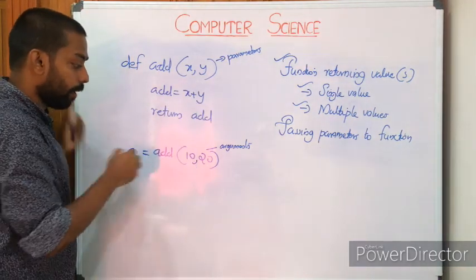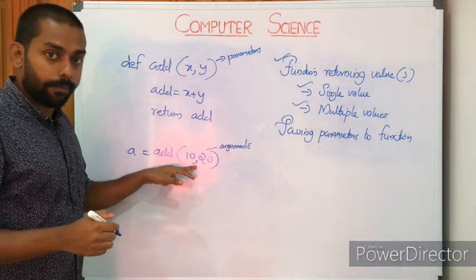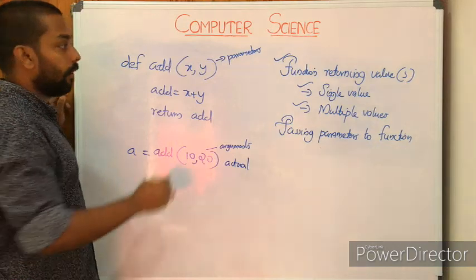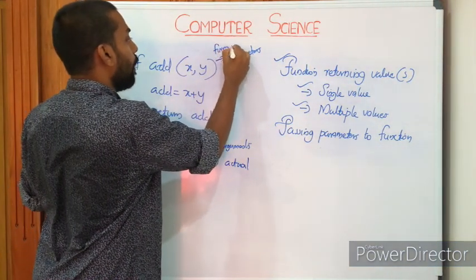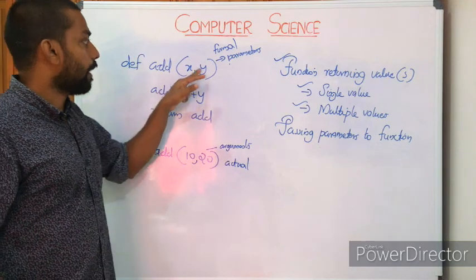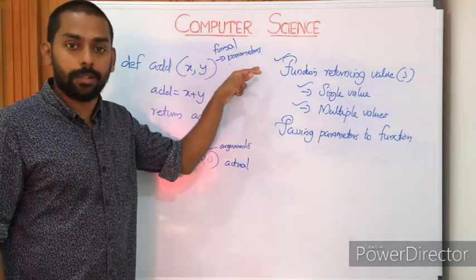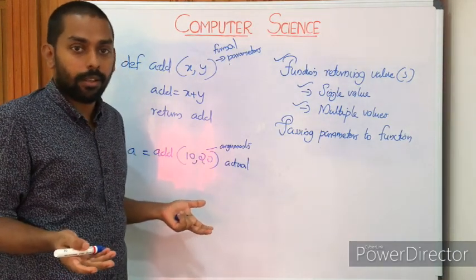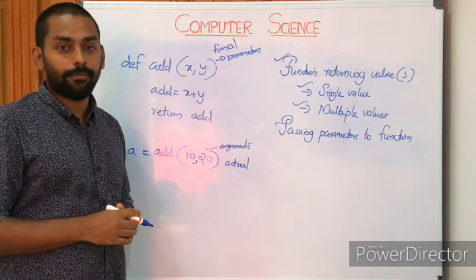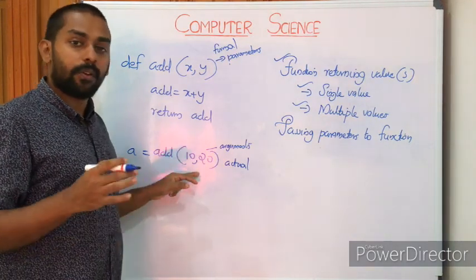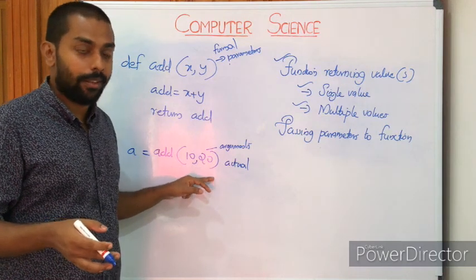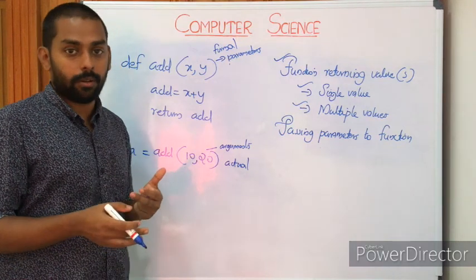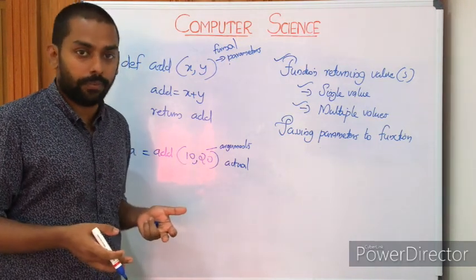We have one more terminology for this: here 10 and 20 are called actual arguments, and x and y are called formal arguments. Or we can say x and y are formal parameters or formal arguments, and 10 and 20 are actual parameters or actual arguments. What do you mean by actual argument? Arguments provided in the function calling statement. And what are formal parameters? Parameters provided in the function definition.